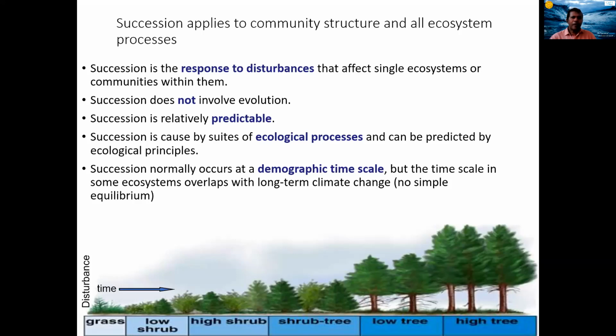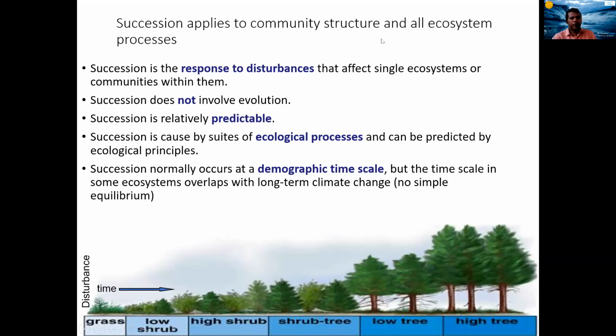So again, succession is not evolution, right? In evolution, the same species will change over time, but in this case, one group of species will be replaced by another, right? So it's not evolution, yeah?